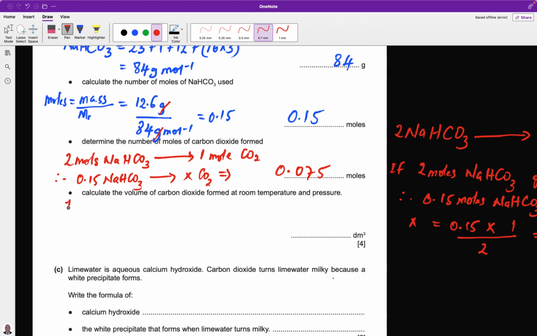1 mole of a gas at room temperature and pressure occupies 24 dm cube. You can state 24 dm cube or you can state 24,000 cm cube.